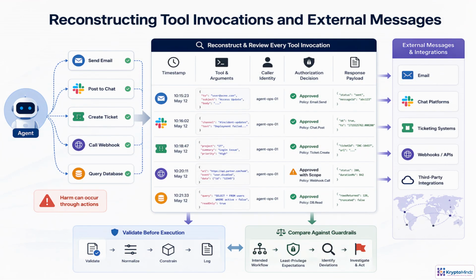The conversation transcript is only part of the story. Harm often happens through tool execution. Rebuild each invocation as an event: when it happened, which tool ran, what arguments were passed, who or what called it, what permission decision allowed it, and what came back. Then trace any outbound message to email, chat, tickets, webhooks, APIs, or integrations. Ask whether inputs were validated, normalized, constrained, and logged before execution. Finally, compare the action to the intended workflow and least privilege policy. Questionable approvals are often where the incident becomes real.